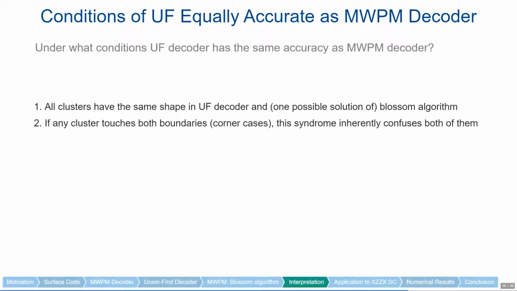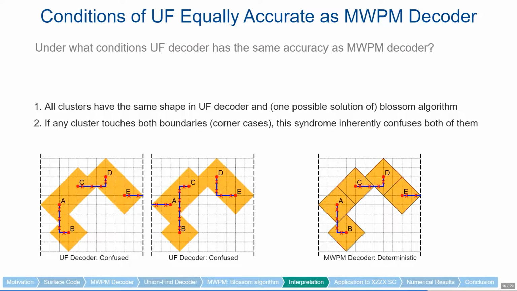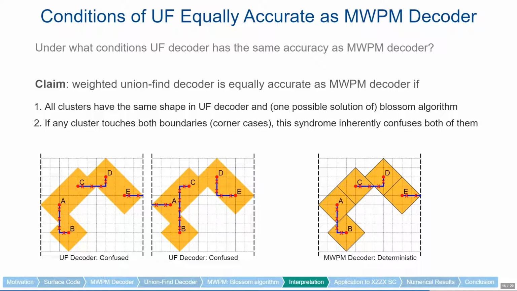The second condition is about corner cases, where a cluster touches both the left and the right boundaries. When this happens, the unifying decoder is always confused. However, in some extreme cases, the MWPM decoder can still identify the unique most likely error pattern. So the second condition requires that when it happens, the syndrome must inherently confuse both the unifying decoder and the MWPM decoder. If these two conditions are satisfied, then the unifying decoder is equally accurate as the MWPM decoder.